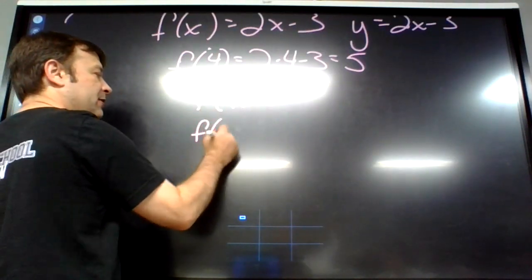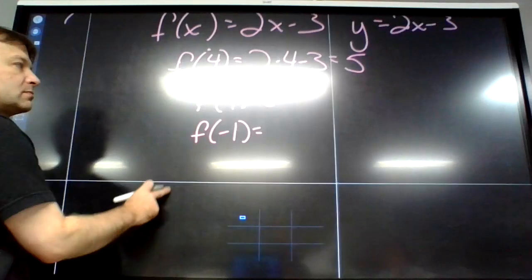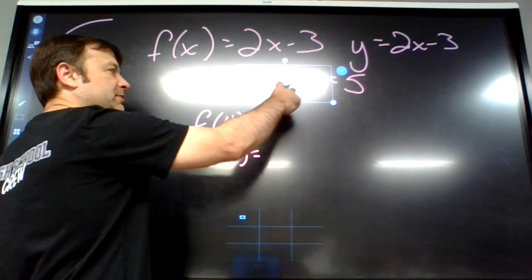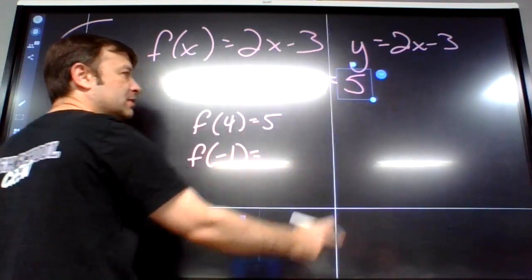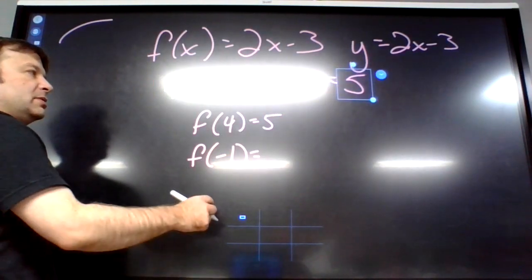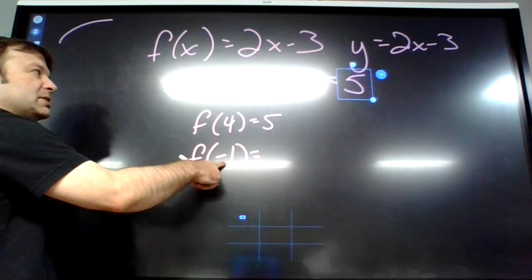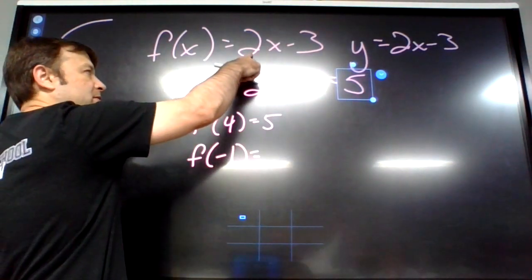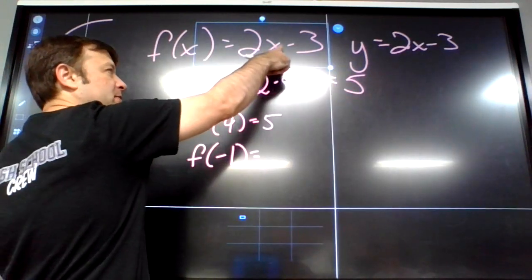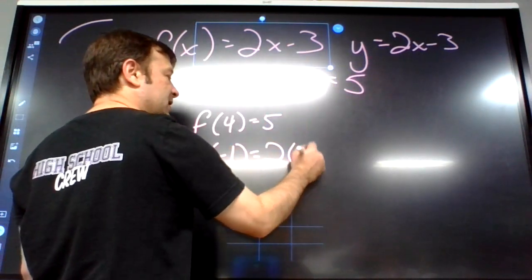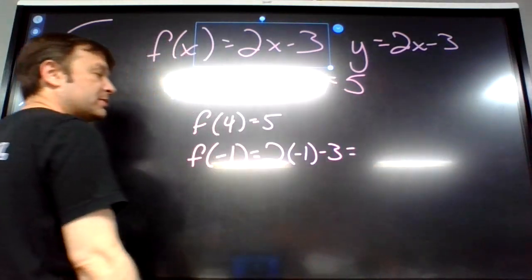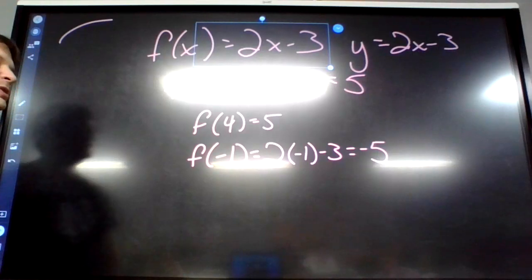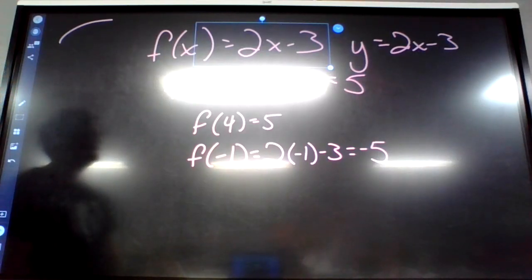So what if I say what's f of negative 1? What's 2 times 4? 2 times 4 is 8, minus 3 is 5. Okay, negative 1. No, 5. So on this one it's negative 1. So what are we going to do with the negative 1? Times it by 2. 2 times negative 1 minus 3. So this would be negative 2 minus 3. That would be negative 5. So all you do is plug something in.